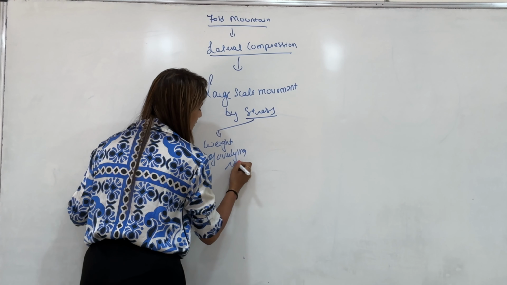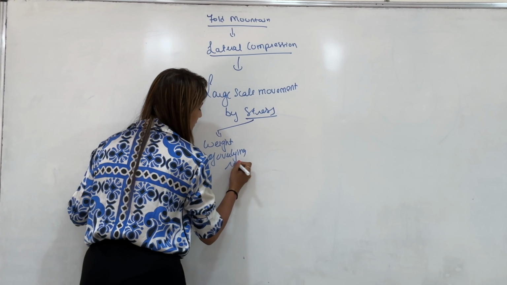So kids, see how are fold mountains formed? They are formed by lateral compression, which is formed by large scale movement caused by stress, and the stress is caused because of the weight of overlying rocks, because of the movement in the mantle, and because of the expansion and contraction of some part of the earth.